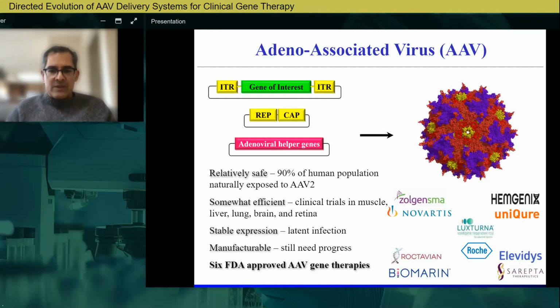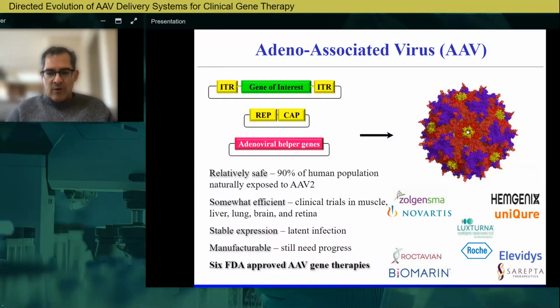And as a result, the gene of interest is packaged inside the virus rather than the virus's own DNA. So the resulting virus delivers that gene of interest, and it has a number of features that are advantageous. So it's relatively safe. 90% of the human population has been exposed to one or more variants of AAV and never even noticed it. It's somewhat efficient in gene delivery, with clinical trials involving delivery typically to tissues like muscle, liver, lung, brain, and retina. Upon depositing the viral DNA into the nucleus of target cells, that DNA essentially establishes a latent infection where it can persist for long periods of time, years or even decades.